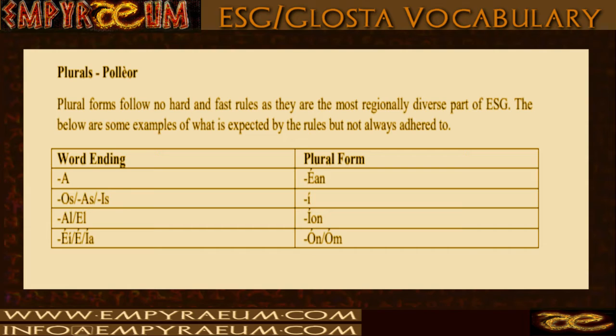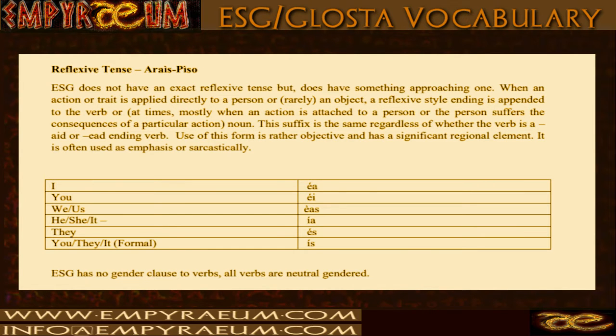We also touch on the reflexive tense here, or the tradespeople. It doesn't exactly have an exact reflexive tense in ESG, but there is something approaching one, and we do use this in a number of different forms. It can be appended to the verb and used as how a person is suffering consequences of a particular action, how the action is applied to you as a person, how the action upon this verb affects later circumstances, or the circumstances which follow it, and so forth. It's also used as a regional element, and it can also be used for emphasis and sarcasm.